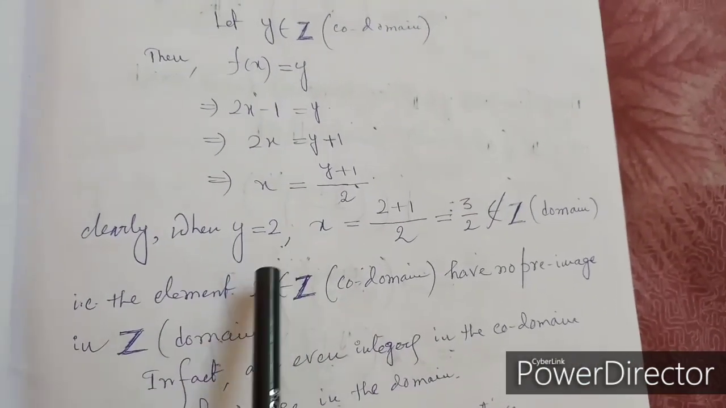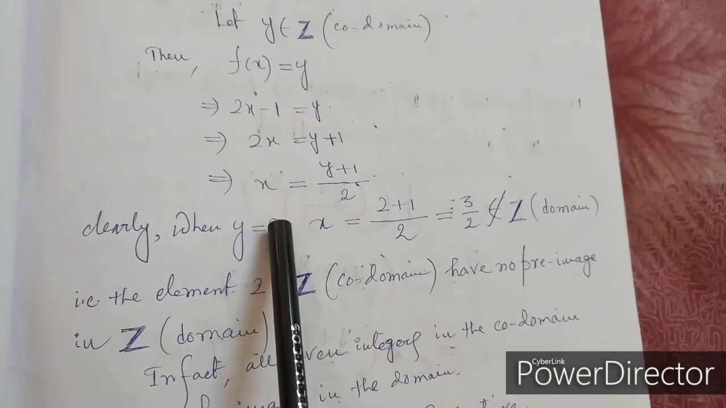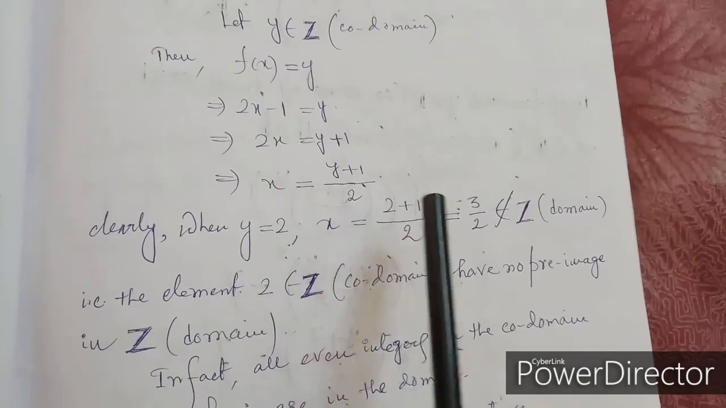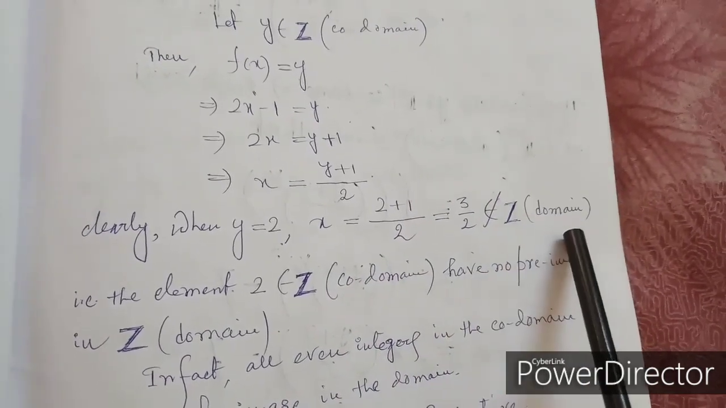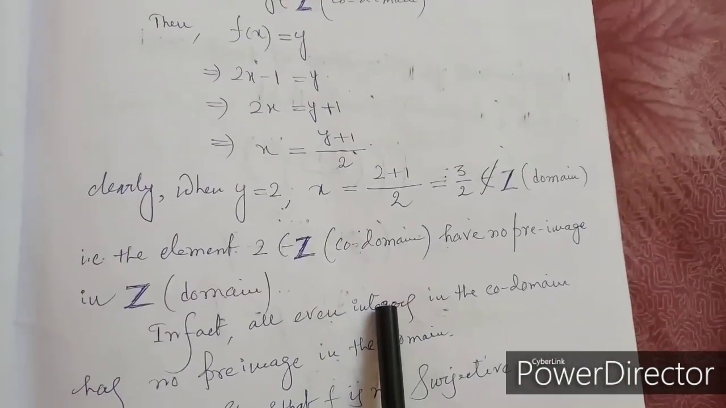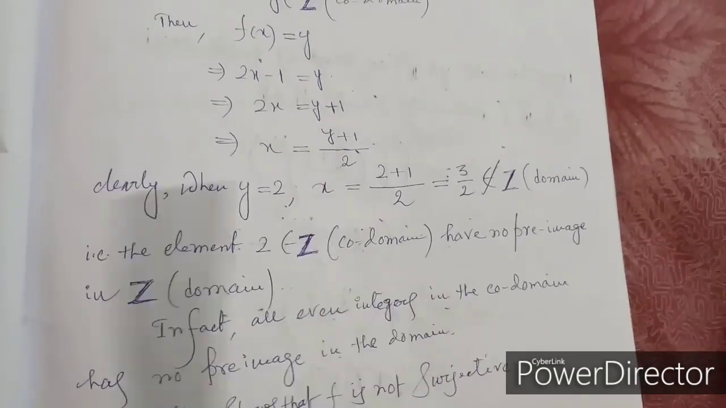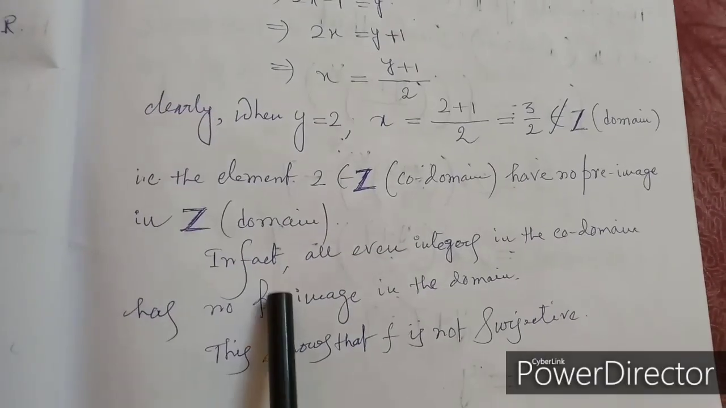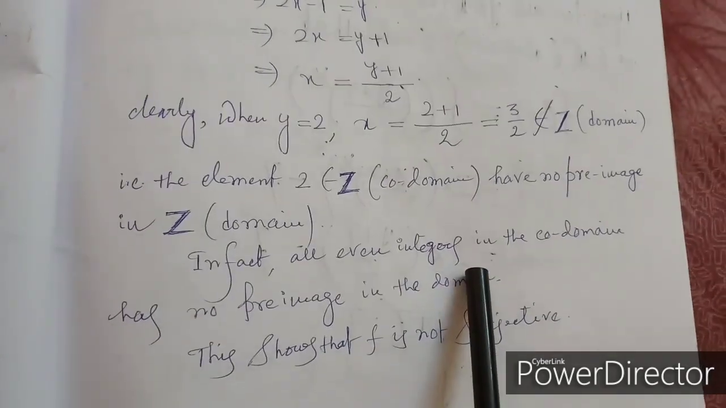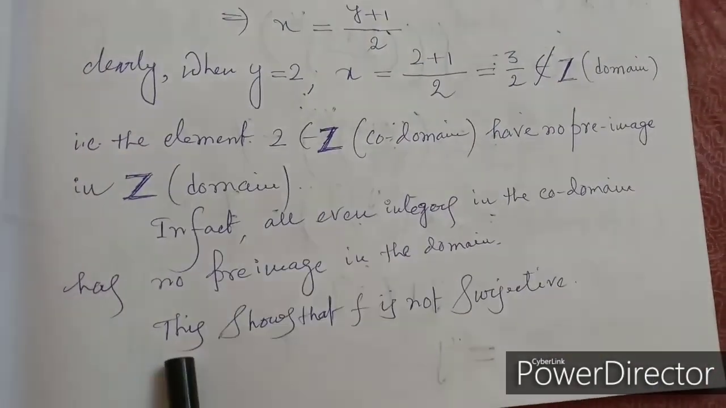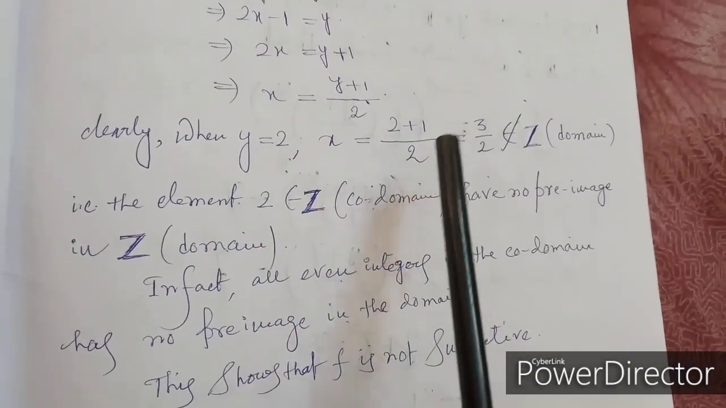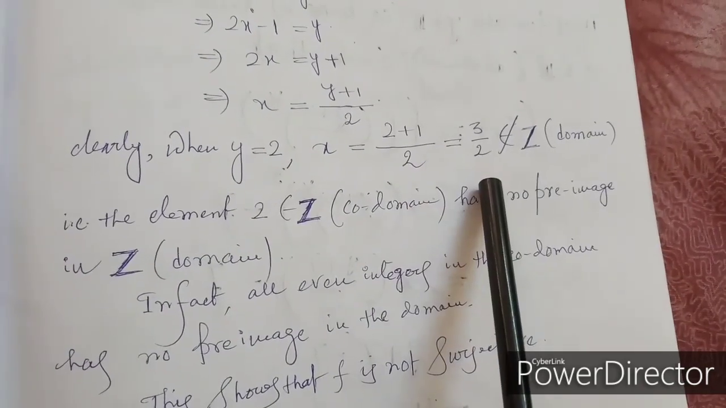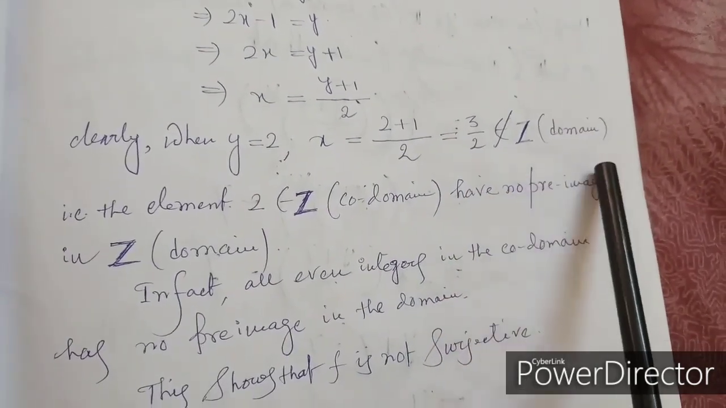That means if you take y equal to 4 here, then x equal to how much? (4 plus 1) by 2, 5 by 2, that doesn't belong to Z, means domain. That means all even numbers have no pre-image in the domain. In fact, all even numbers in the codomain have no pre-image in the domain. But if we take y equal to 3, then x equal to (3 plus 1) by 2, that means 4 by 2, that is equal to 2, that belongs to Z, domain.